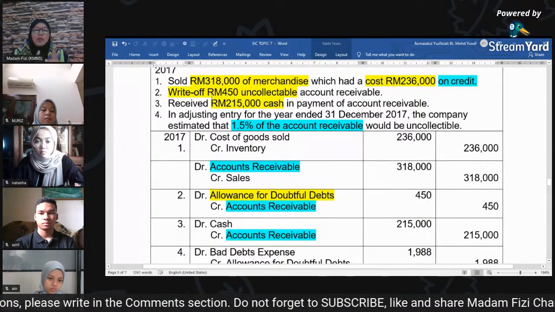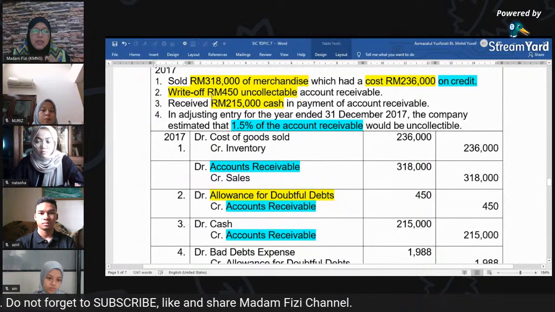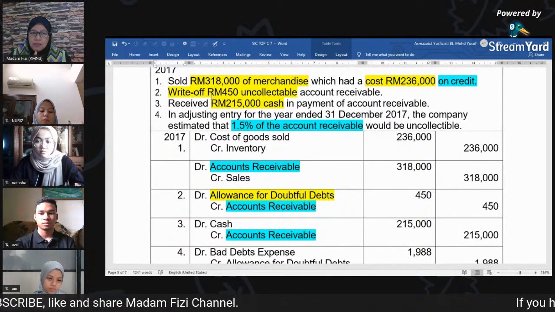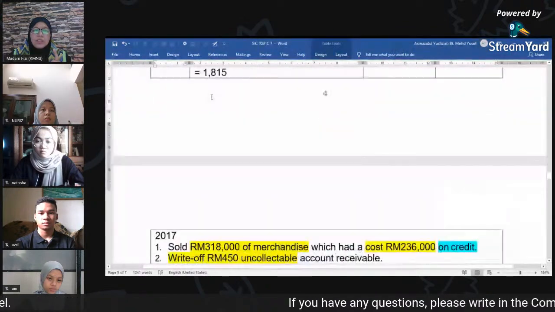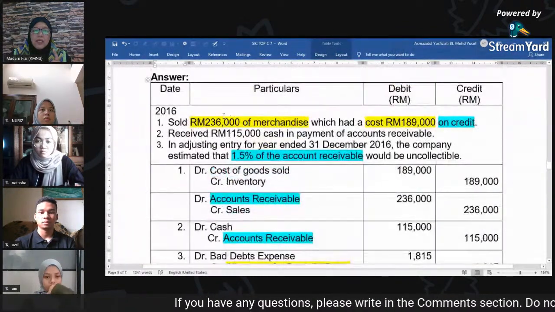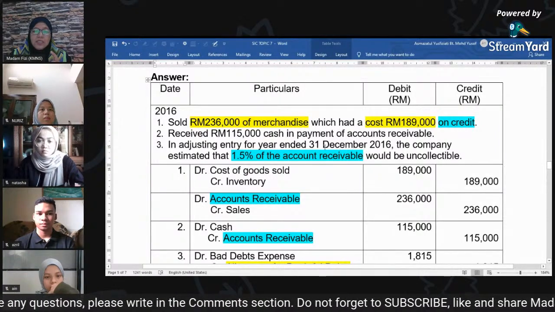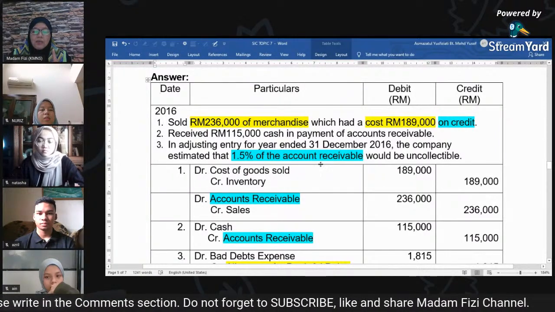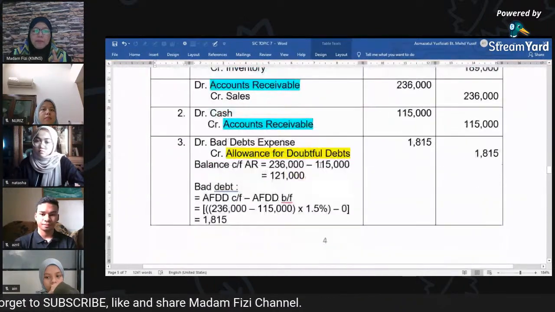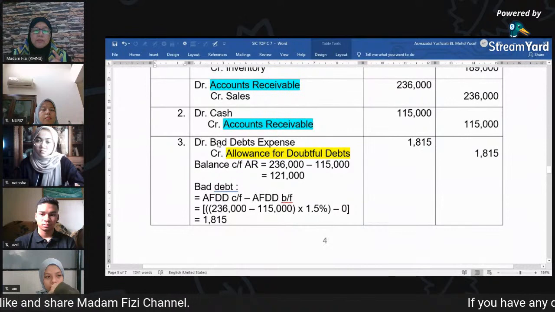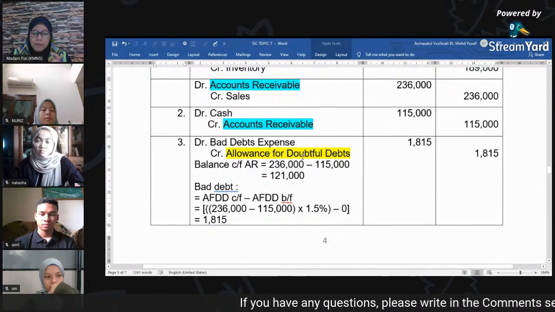Okay, settle. For transaction number 2, write off 450 uncollectible accounts receivable. For the year 2016, the company used the allowance method. Macam ni kita nak tahu dia guna allowance method because dia dah tulis dekat sini 1.5% of accounts receivable. This is the allowance method. If they are using the allowance method, for the first time they declare the bad debt, debit bad debt and credit allowance for doubtful debt.